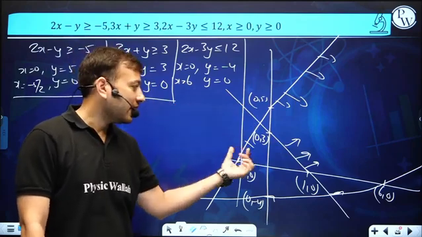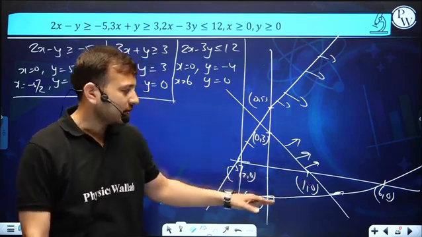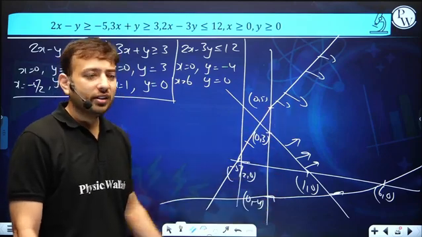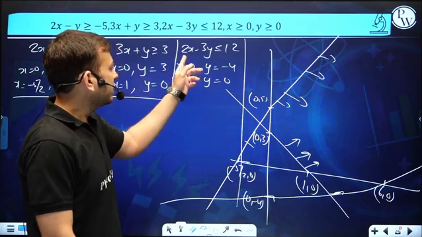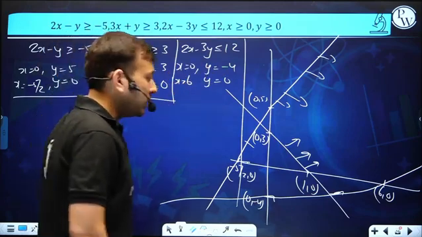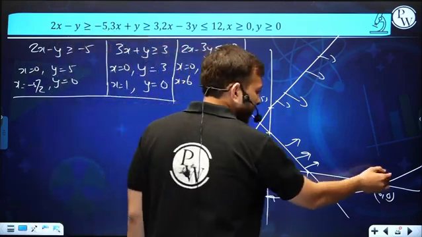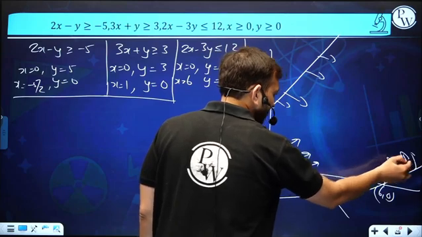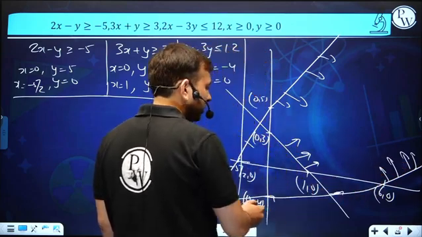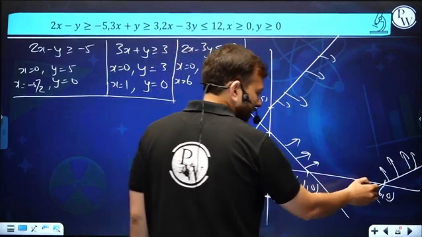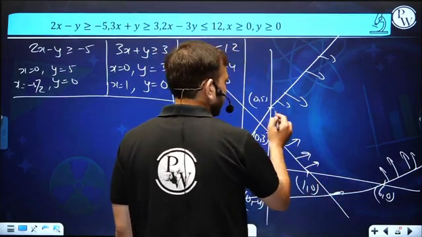Sometimes just by the diagram, because it is going from below, sir, it is never going up. So now put 0 comma 0, sir. 0 is less than 12. That means it is the region up of this line. So that means the common region is bounded by this point, this point, this point.